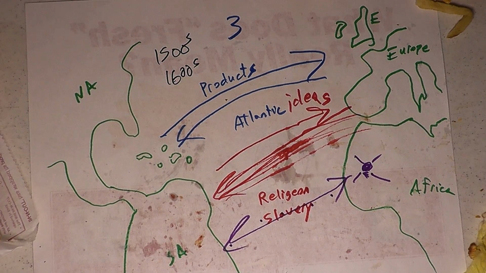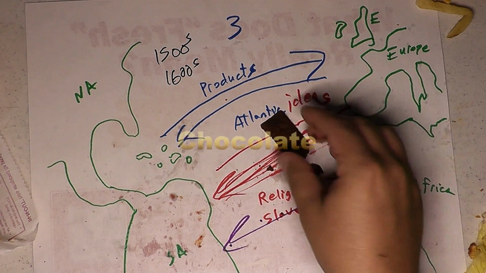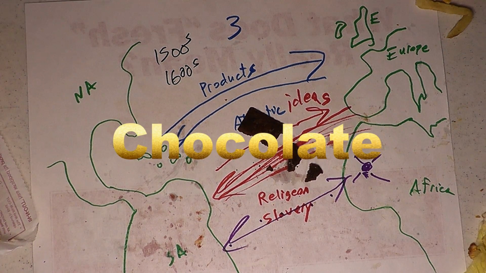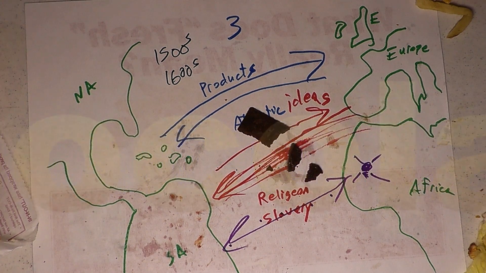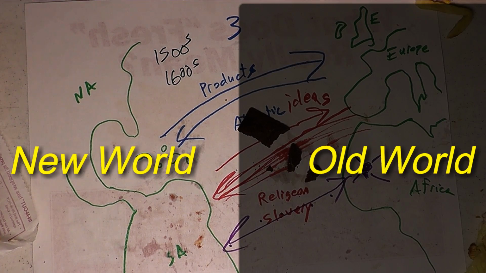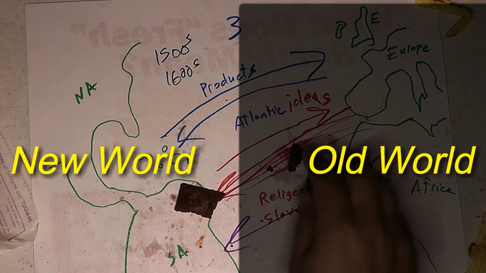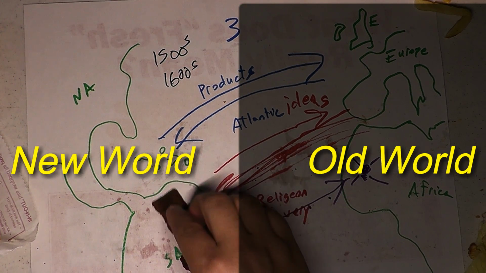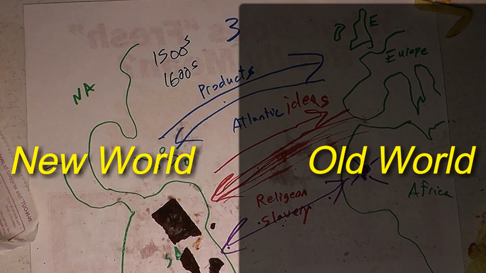I'm going to throw a product out there, and that's chocolate. Nothing added, just regular cocoa beans. What would you say? Where did it come from first? The Old World or the New World? Hey, if you said the New World, that is correct. Chocolate came from the New World.